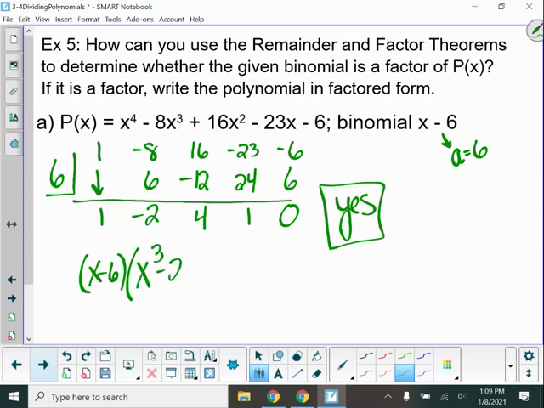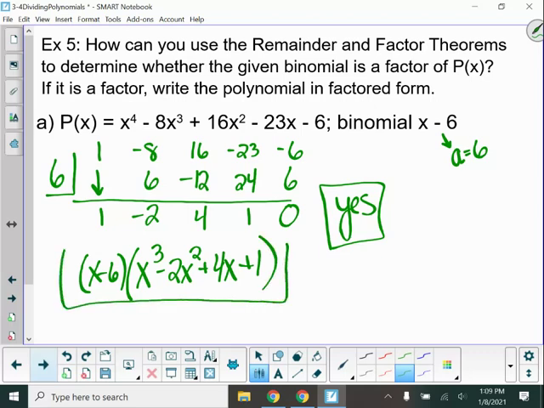The minus 2 then goes with the x squared. The 4 goes with the x. This 1 is the constant term, and then there's no remainder, so I'm not going to put the remainder on the end. So that is the factored form. So if they ask you for factored form, that's what you would have to write.